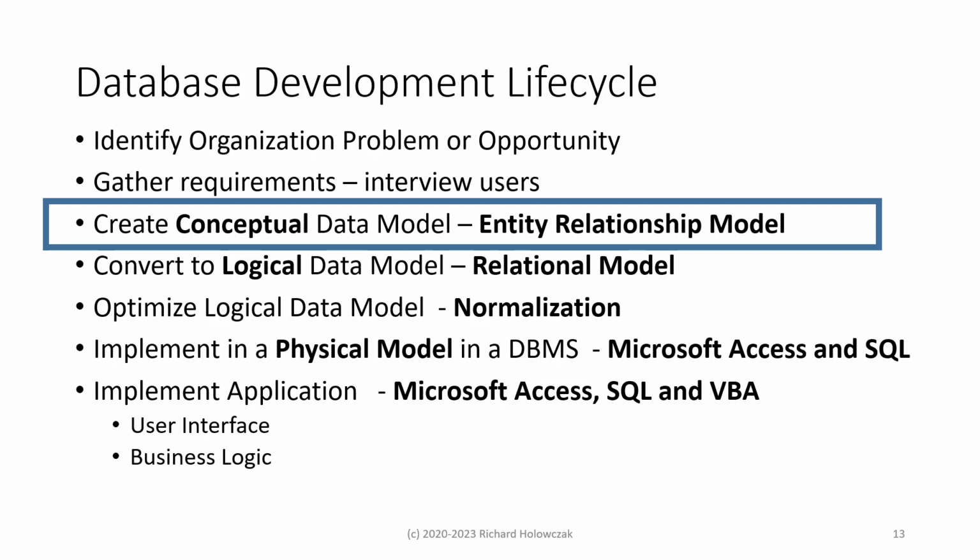Once we have created this entity relationship model, we will then convert it to a logical data model, which we call the relational model. We will optimize that logical data model through a process called normalization, and then we're going to implement that model in a database management system, specifically Microsoft Access, and we'll use some structured query language. And then we'll implement the application. So at the start, we will begin by identifying our problem or opportunity, we'll gather requirements, and we will create this first conceptual model we call the entity relationship model.